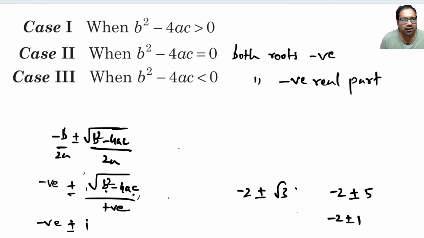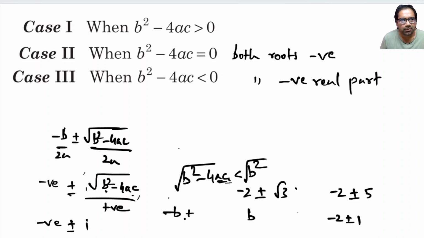Now let's look at this closely again. b square minus 4ac. That means 4ac both are positive. That means b square minus 4ac is definitely less than b square. Right. So under root of this will definitely be less than b. Right. Under root of b square minus 4ac will definitely be less than b. Right. What does that mean?